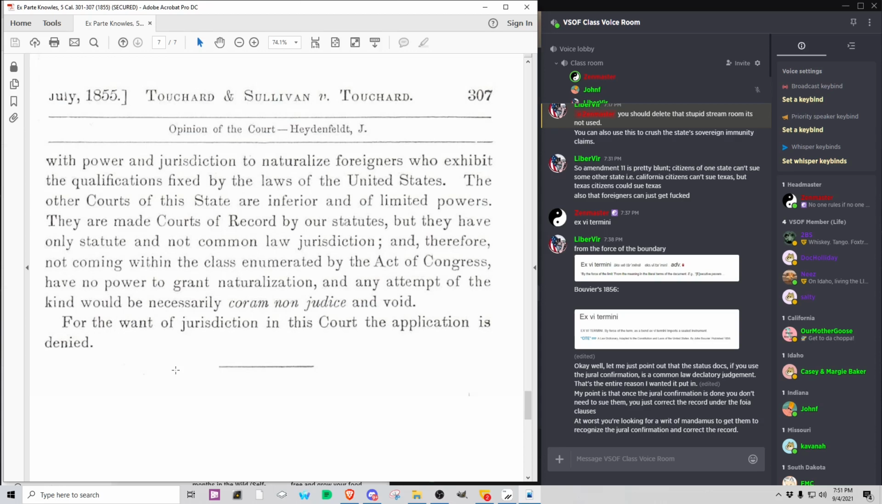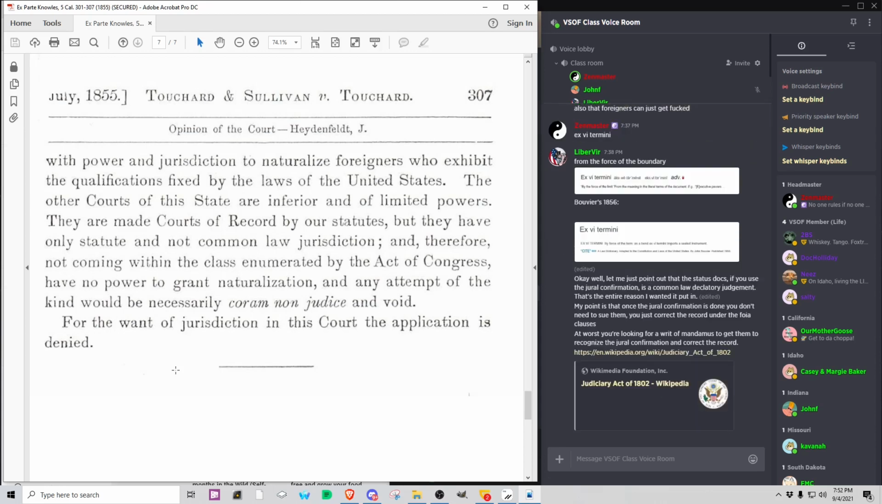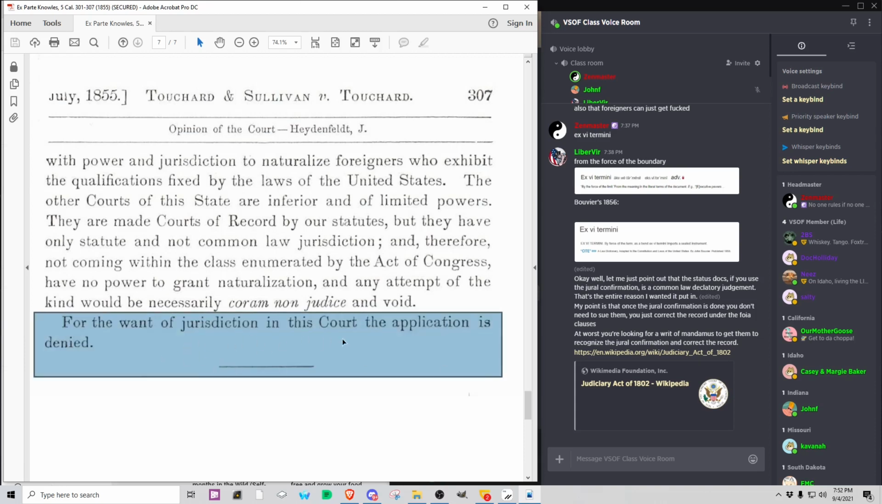They are made courts of record only by our statutes, but they have only statute and not common law jurisdiction, and therefore, not coming within the class enumerated by the Act of Congress, have no power to grant naturalization, and any attempt of the kind would be necessarily quorum non judice and void. For the want of jurisdiction in this court, the application is denied. And of course, they're talking about the California Supreme Court, because remember, that's where this thing was brought. It was brought in the California Supreme Court. So don't get all worried and say the application is denied. Well, it was denied because the California Supreme Court doesn't have this original jurisdiction.